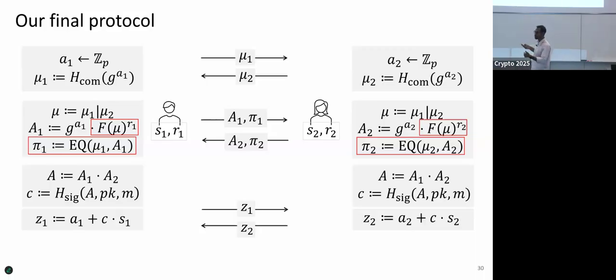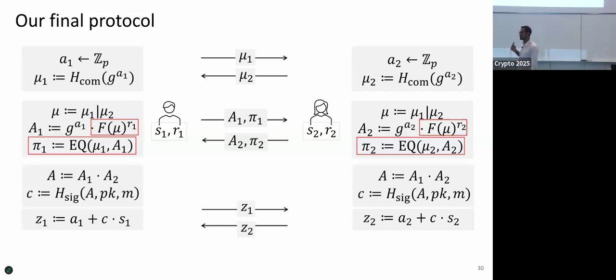Everybody samples a local randomness and hash commits to a masked version of G to the A_i, and then they later reveal a different masked version of G to the A_i. Since both of them are a masked commitment of G to the A_i, what you need to do is show equality of discrete log between two masked commitments of A_i.